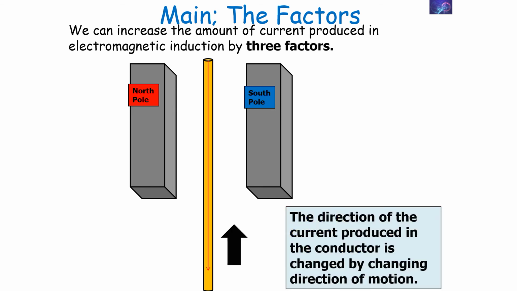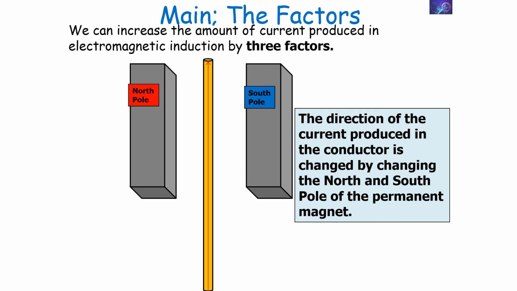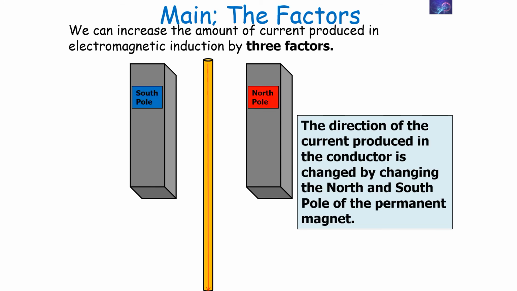Now also, just to note, the direction of the current produced in the conductor is changed by either changing the direction of motion of your conductor or by changing the north and south pole of the permanent magnet. So as a result, either of them could change your direction.